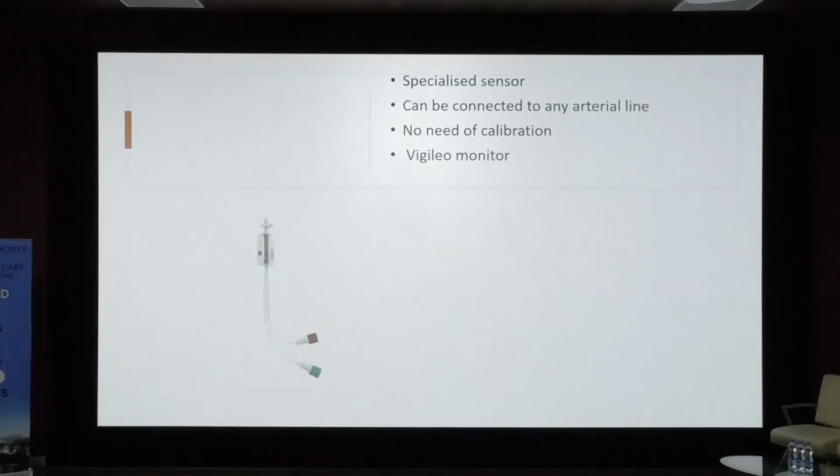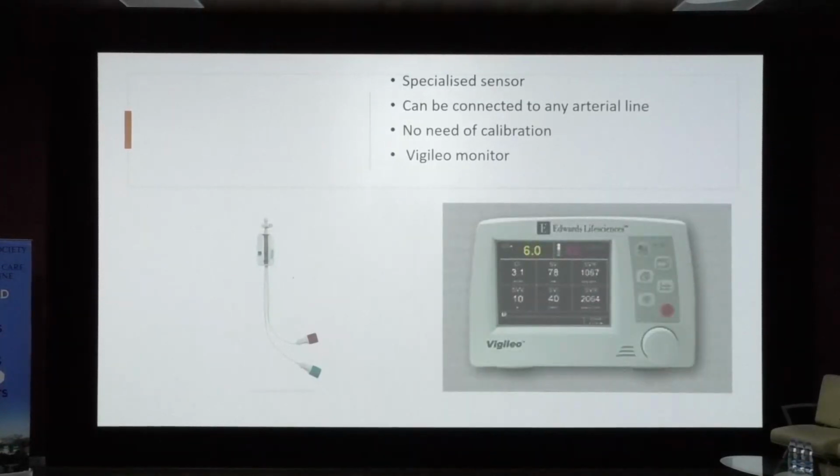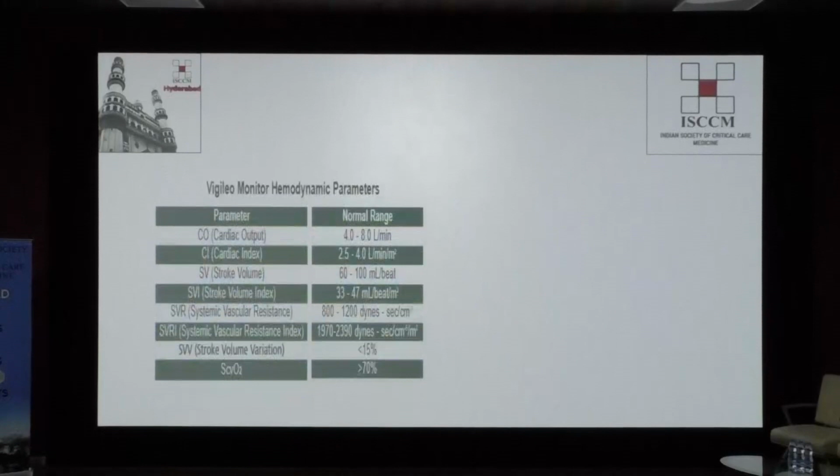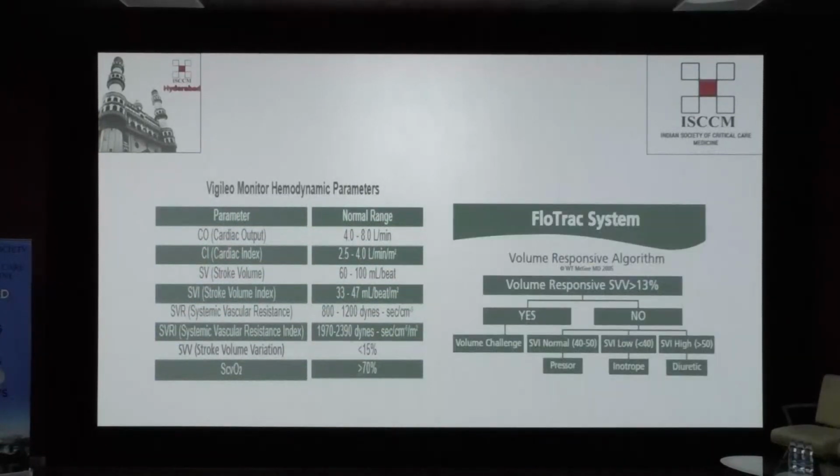And then it comes with an attached Vigileo monitor. So this is the Vigileo monitor, which displays various variables: your cardiac output, stroke volume index, and then resistance index. Whatever values come, you need to know the flow chart for the interventions to be done. So these are the various parameters which it shows, as I'm mentioning here. I'm not going to repeat all these things.